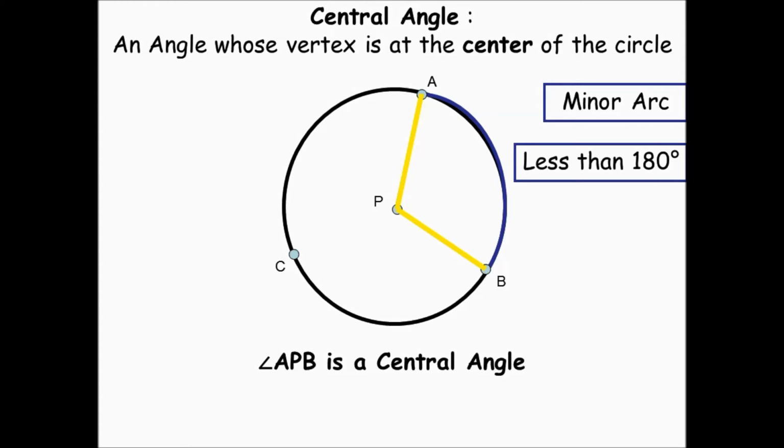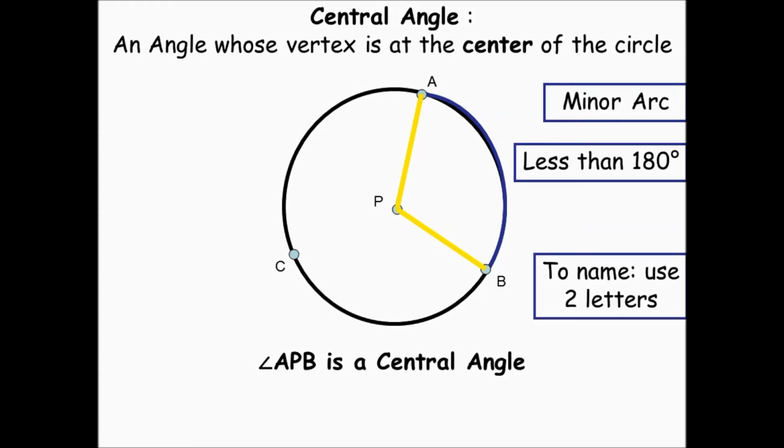A minor arc measures less than 180 degrees. You use two letters to name a minor arc, and the minor arc in this picture would be arc AB.